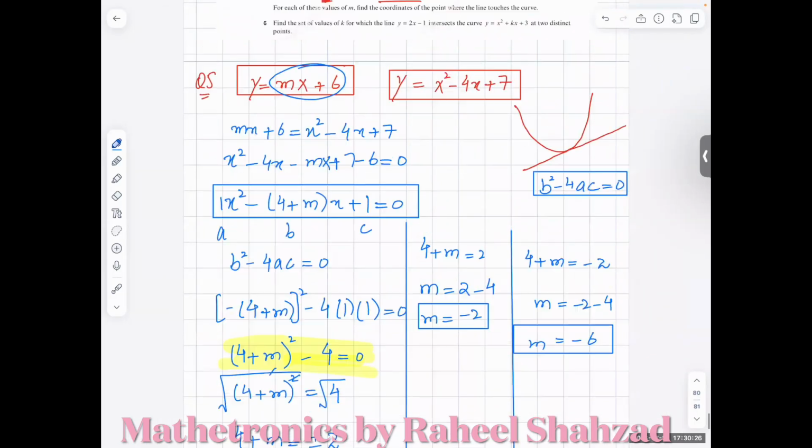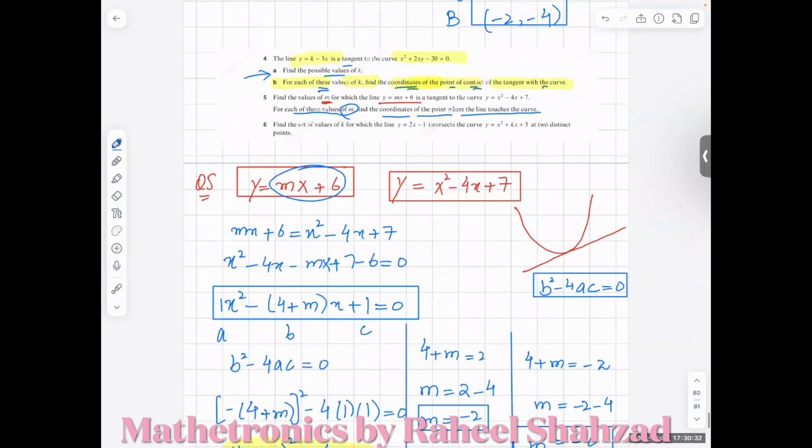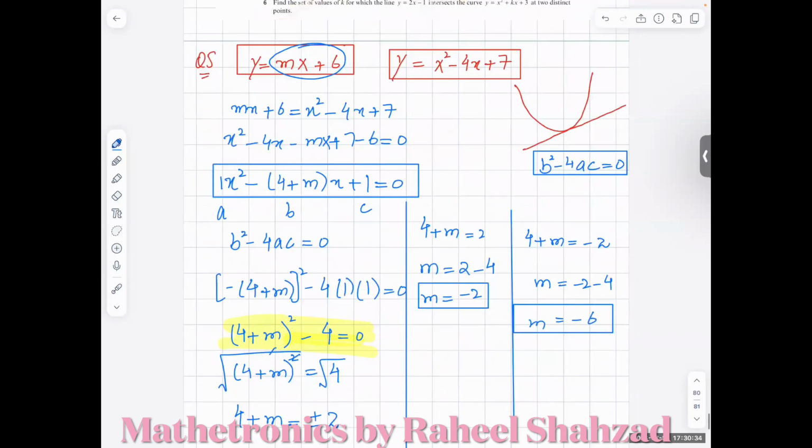Do we have to find some other thing as well? For each of the values of m, find the coordinates of the point where the line touches the curve. So that's again y equals mx plus 6, and so m is minus 2.